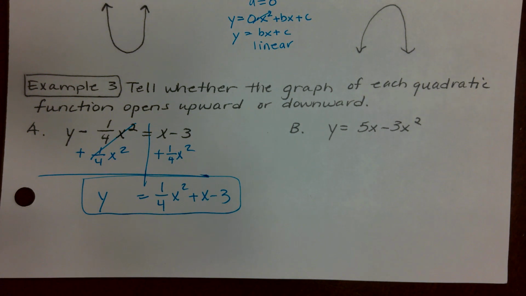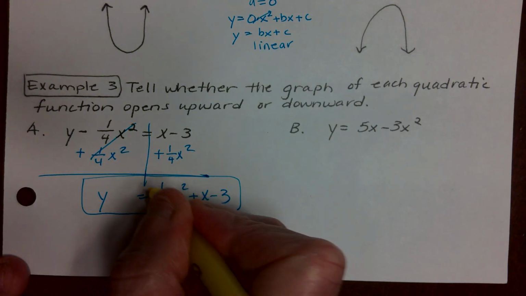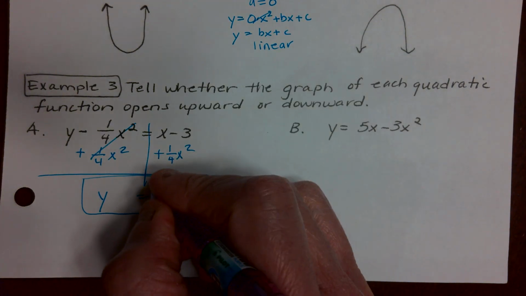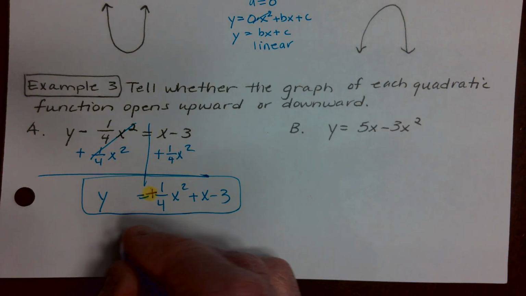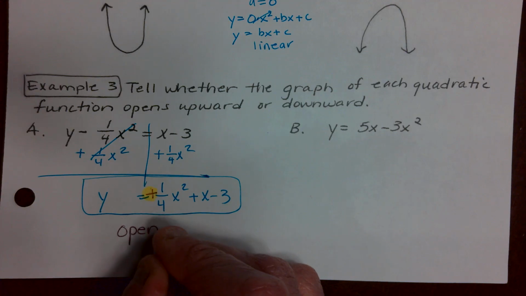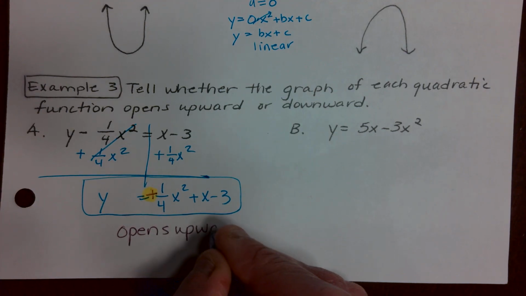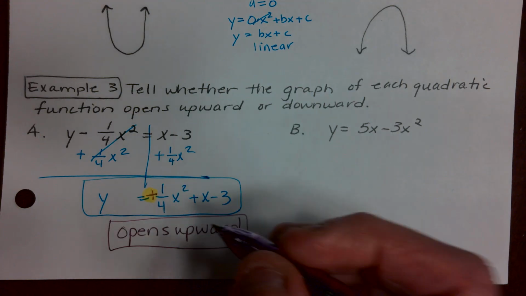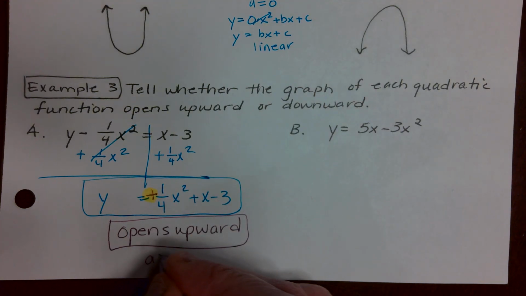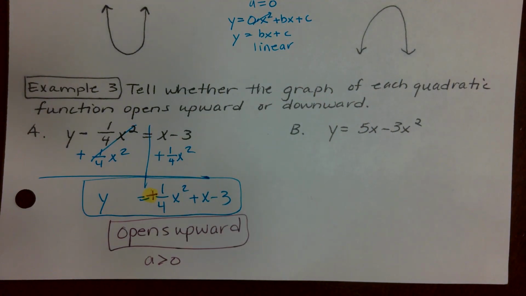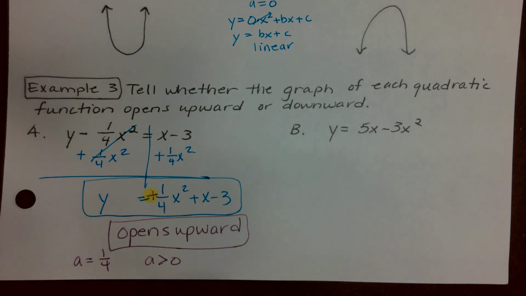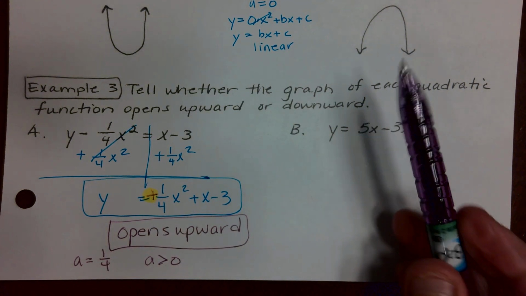The answer is, I'm looking at the sign before the 1/4. Oh, there is no sign. What is it? That's right, it's a plus. So therefore it opens upward. Hopefully you had that. Because the A is greater than 0. And in this case, A is a 4th. All right.